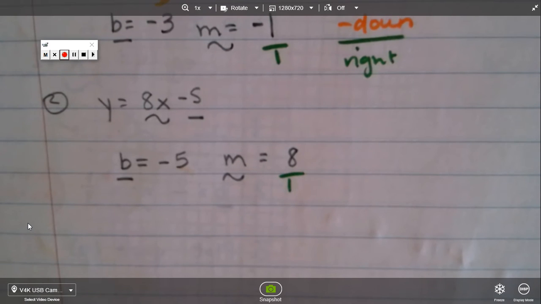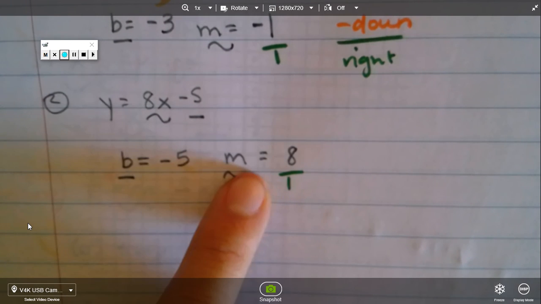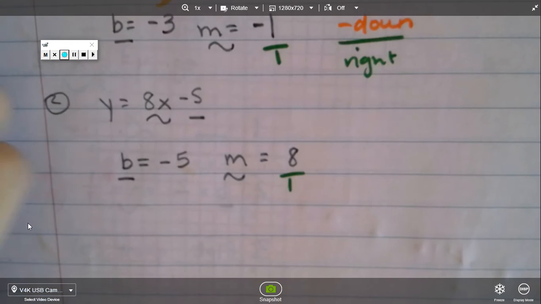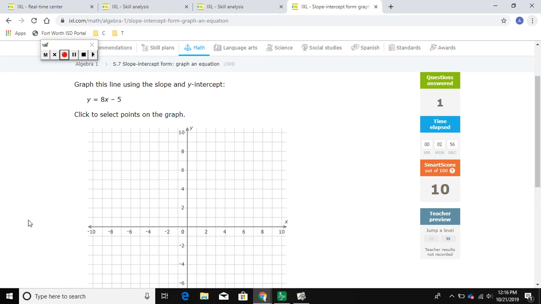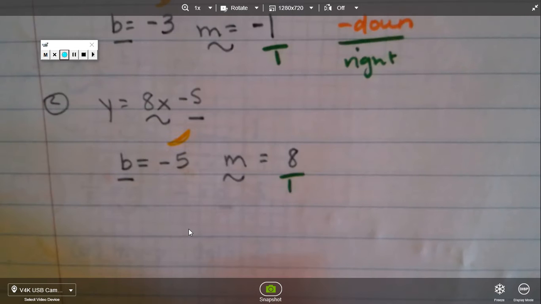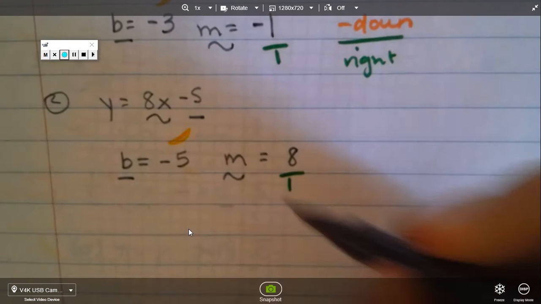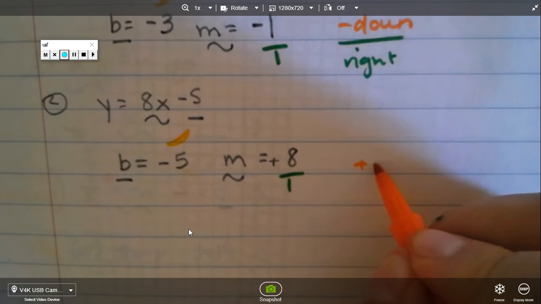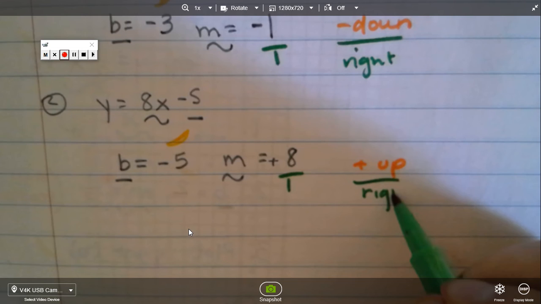So that's the very first step. I write it, I squiggly, I write B equals, M equals. This is the one with the x, this one doesn't have x. So my banana is at -5. I put a banana at -5, always on the y. My slope is, since it doesn't have a minus sign in front of it, it's a plus, positive. If it's positive, that means I go up. I go up 8 and to the right 1.